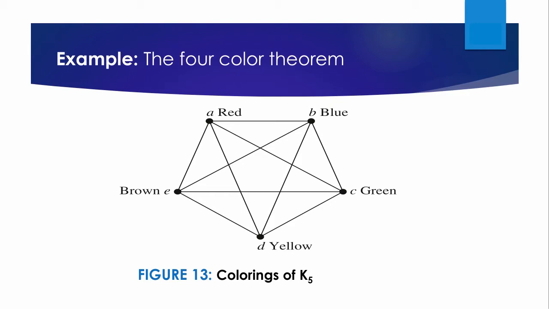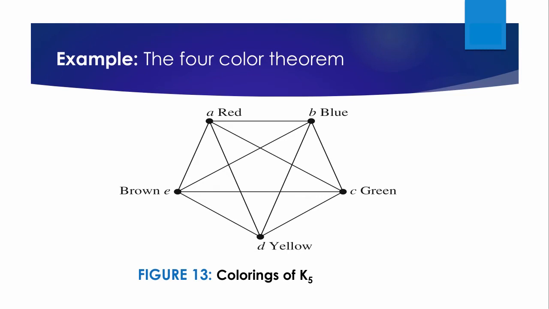Recall that K_n is not planar when n is greater than or equal to 5. So this result does not contradict the 4-color theorem. A coloring of K_5 using 5 colors is shown in figure 13.